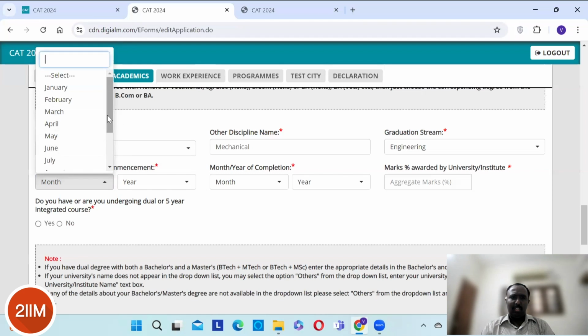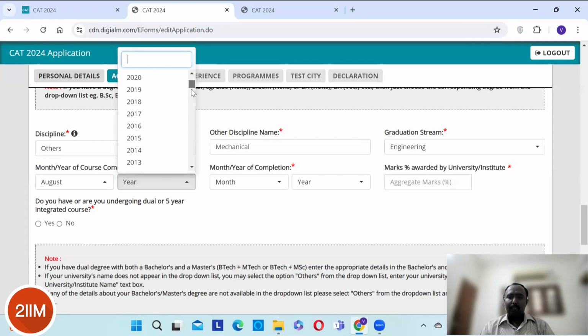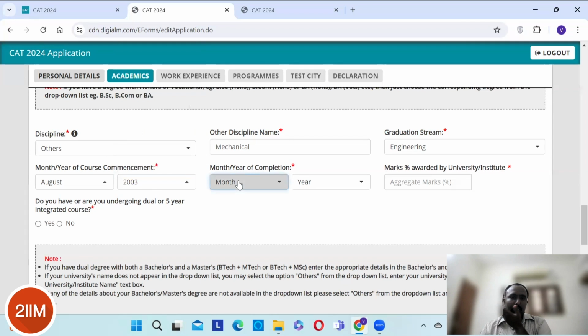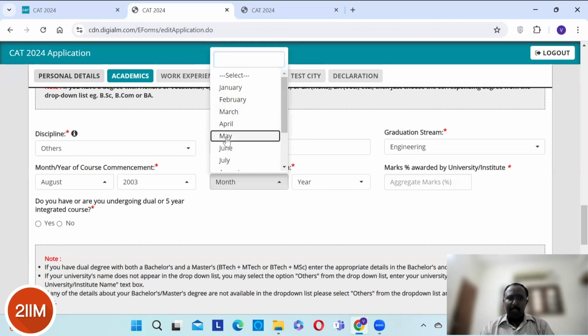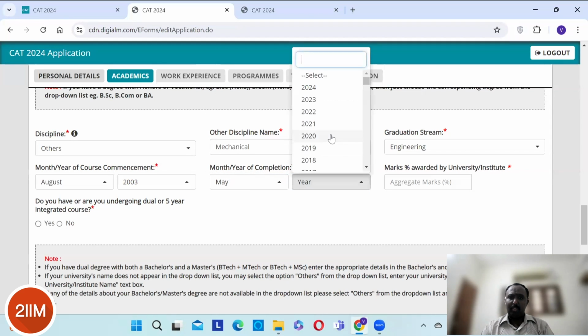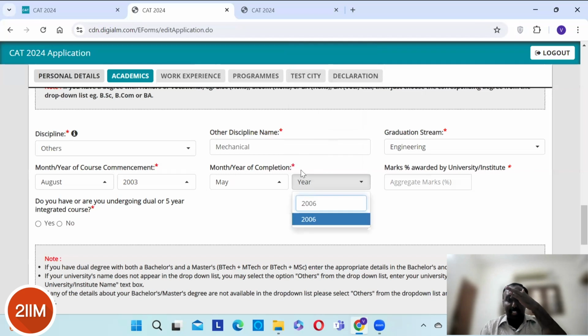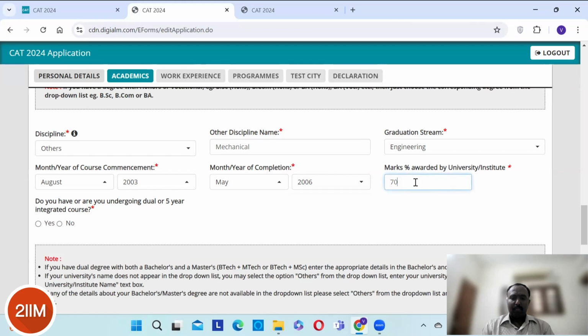So I started in the month of August, August 2003. And I completed by May 2006 because mine is a sandwich, mine is a lateral entry. I directly joined my second year of engineering, so I need not do my first year since I did my diploma already. Got a 70%.